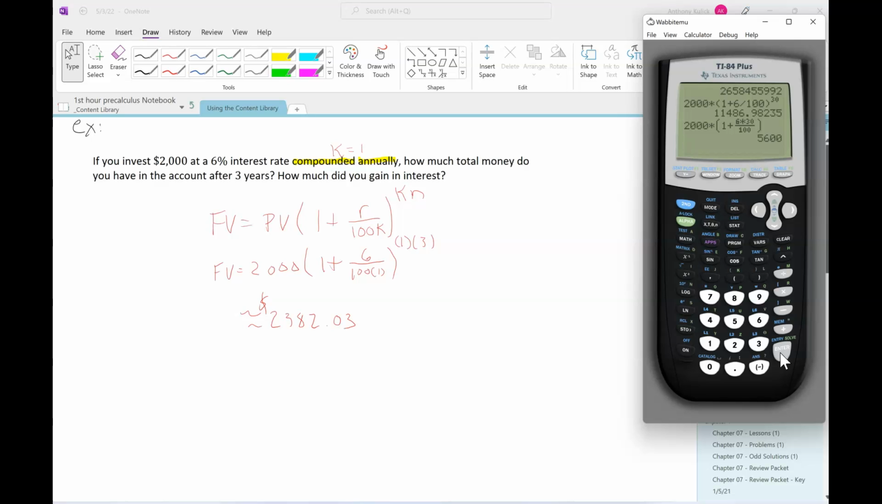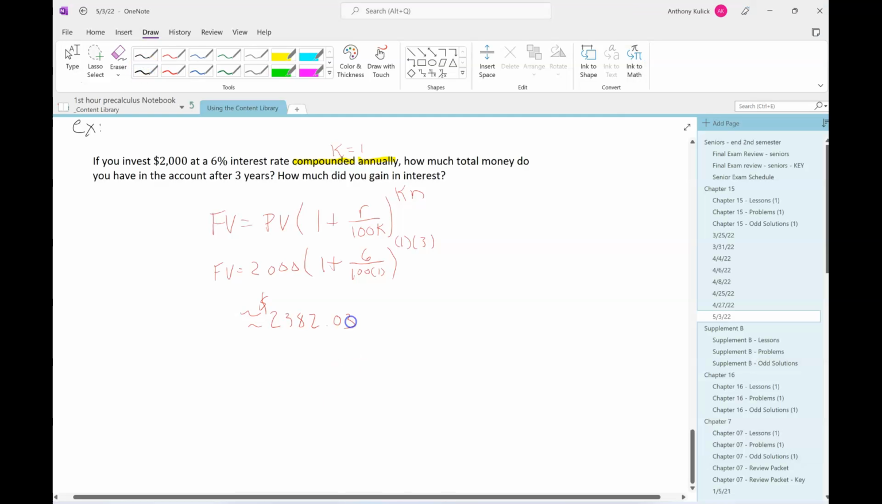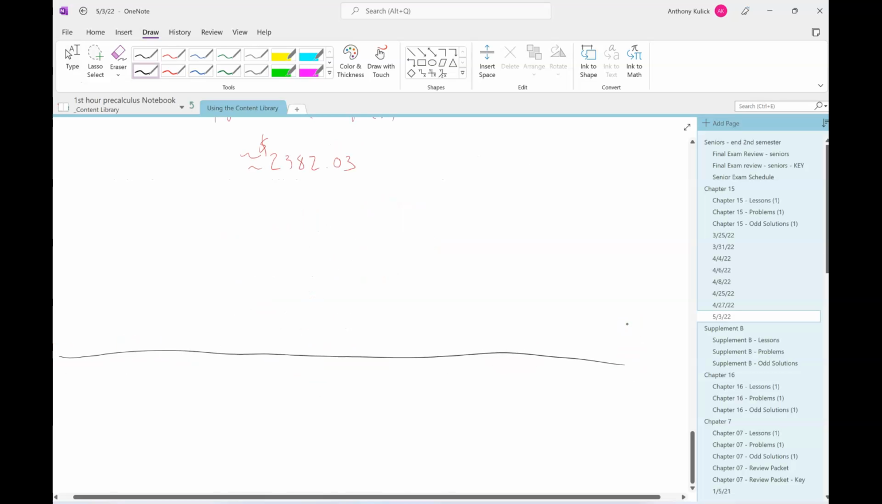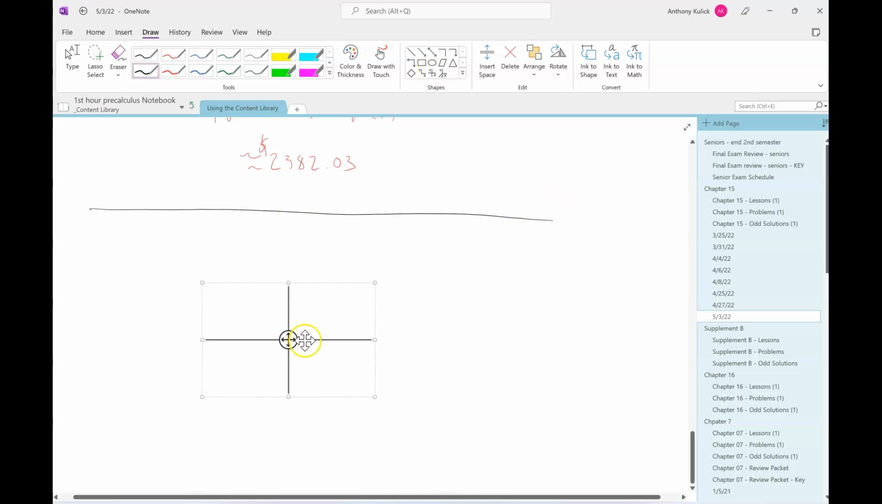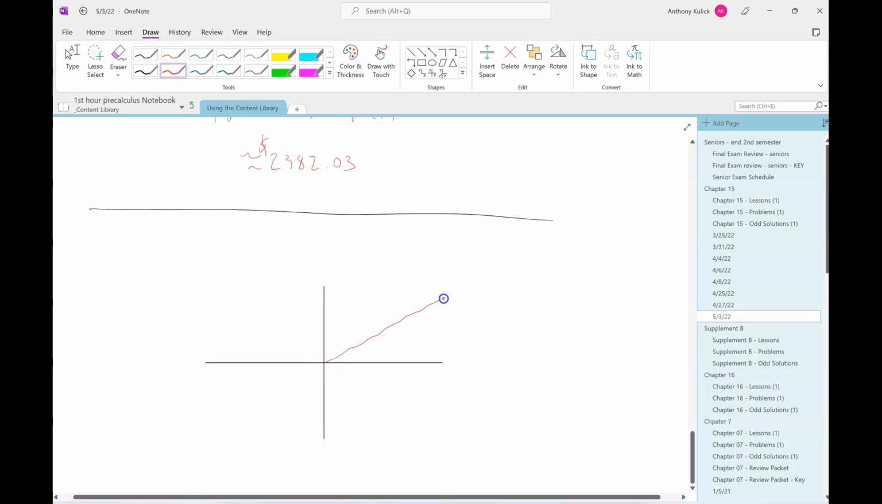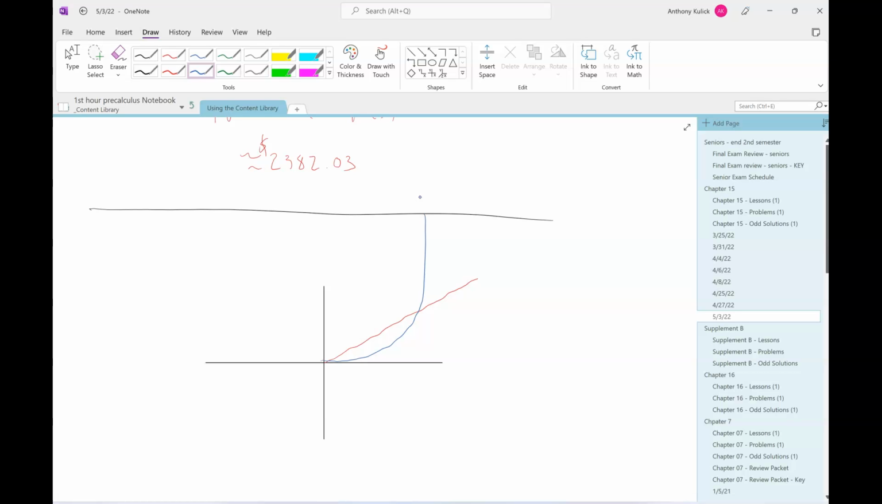So what's going on here? Why are we seeing such a dramatic difference between simple and compound interest? It's exponential. The simple interest is like a linear curve. Your simple interest is just doing this. Your compound interest is doing this. So the further you go along the x-axis, woo, buddy, you're getting a lot more money.